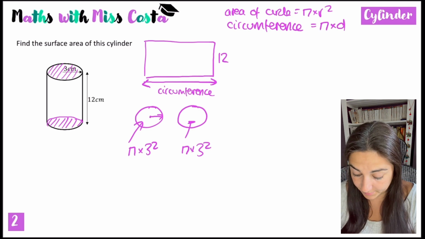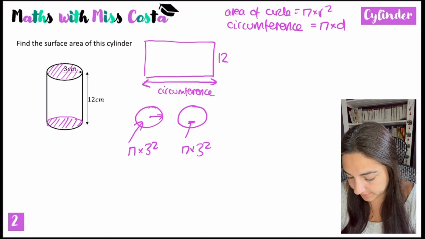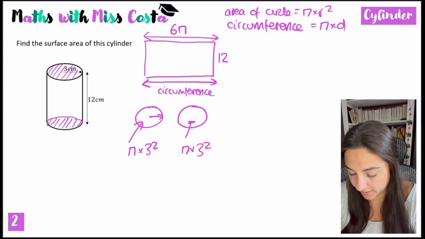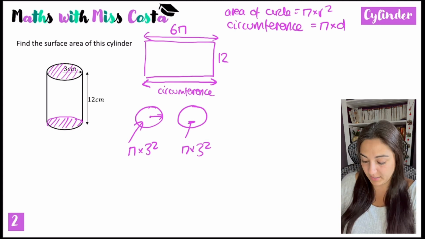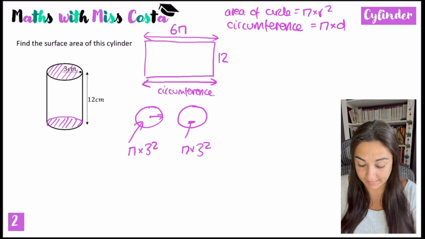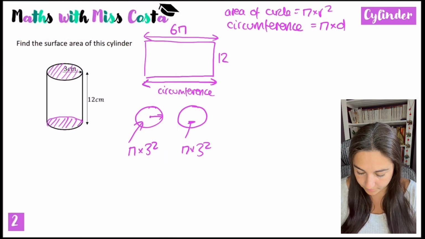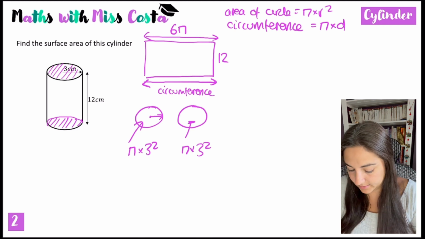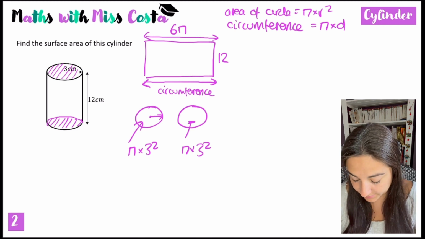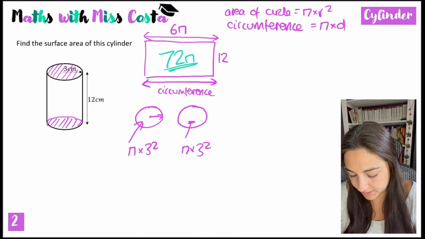So the diameter would be 6. So the circumference here would be pi times 6, which is 6 pi. I'm going to just work in pi because it just makes everything a lot simpler. You can write all the values out if you like. So we've got 6 pi times by 12 as this area here. So 6 times 12 is 72, so the area here would be 72 pi.